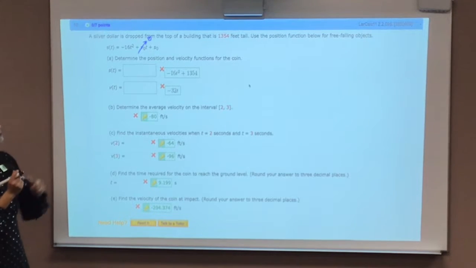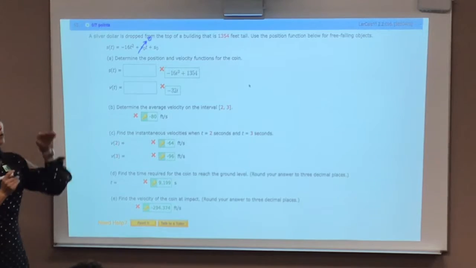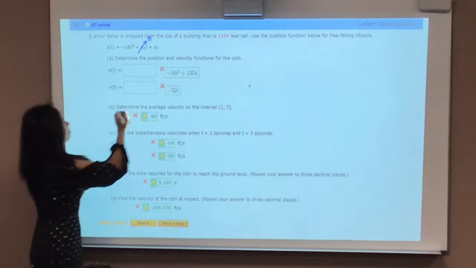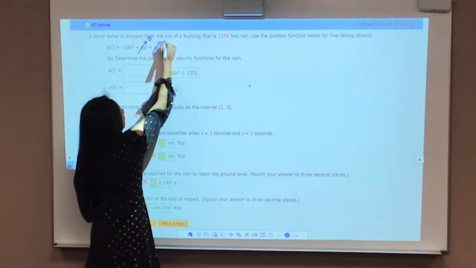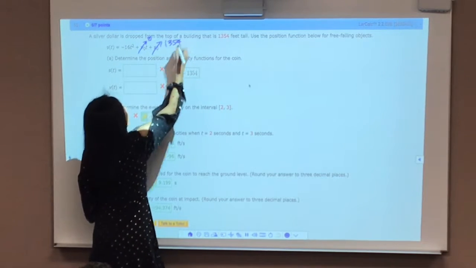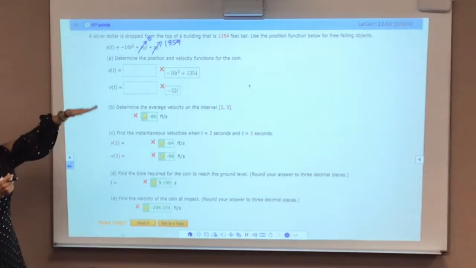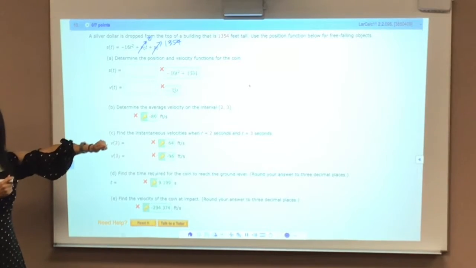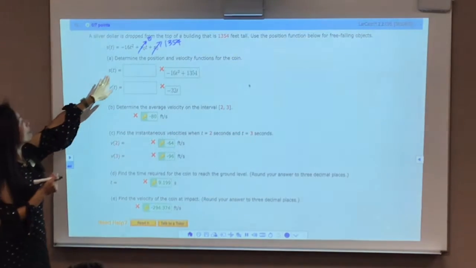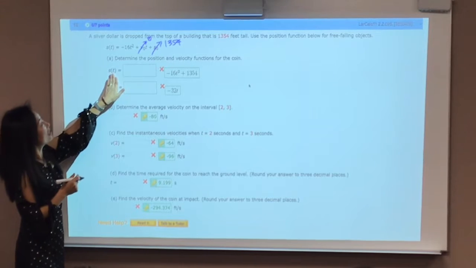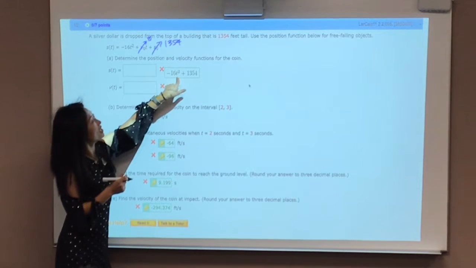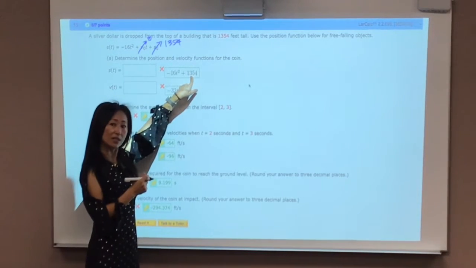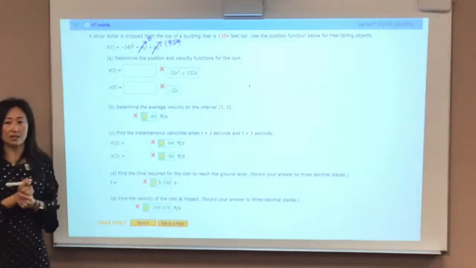What information do they give to me? Silver dollar is located where? How high? Right. So I can also say this is not this number, but actually 1354, because the building's height is 1,354 feet. Is everybody with me? So far so good? So I can rewrite my position function as negative 16t squared plus 1,354 feet. That is my position function.